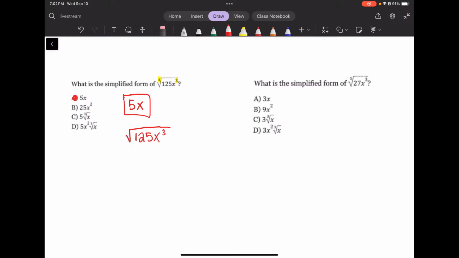Now let's say we had the same expression, but instead of a cube root, this was a square root. Now if we wanted to break this down, this would be much different. So if we're breaking this down, we could put this all into one radical, 25 times 5.